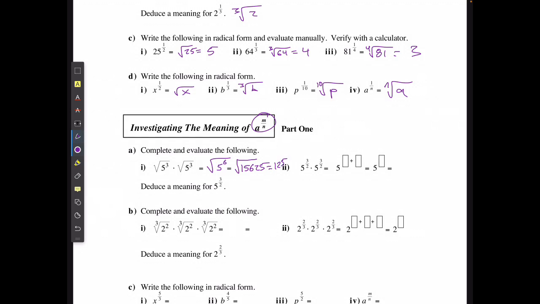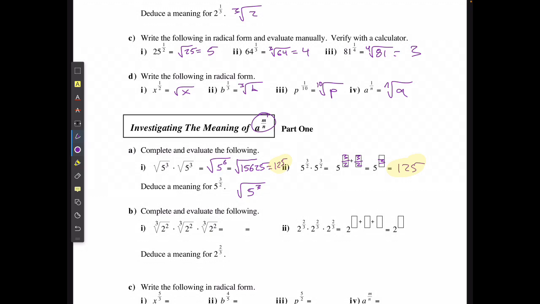If I had 5 to the 3 over 2 times 5 to the 3 over 2, then that would be 5 to the 3 over 2 plus 3 over 2. They have the same denominator, so I can just combine the numerators and get 6 over 2, which is the same as 5 to the power of 3. And 5 to the 3 is 125. I can see that they're equivalent. So what does 5 to the 3 over 2 mean? It's the same thing as the square root of 5 to the power of 3.